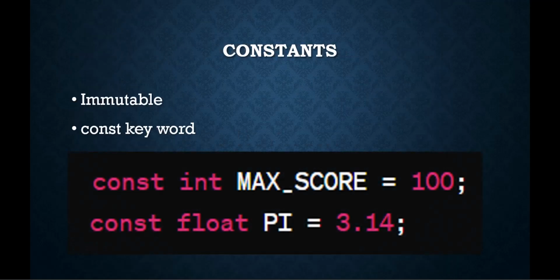In addition to variables, C allows you to define constants, which are values that cannot be changed during the execution of the program. You can define constants using the const keyword. Here, max score and pi are constants initialized with values 100 and 3.14 respectively.